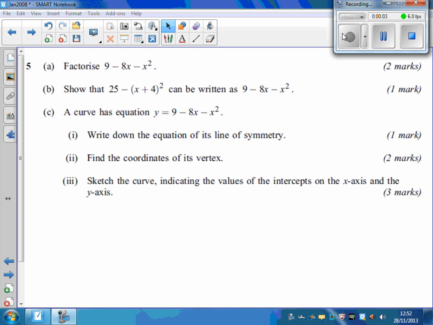January 2008, core 1, the fifth question. Factorise this, and I know you don't like factorising with a minus there, but it is just going to be 9 and 1, isn't it? That's our first guess, isn't it? So what have we got here?